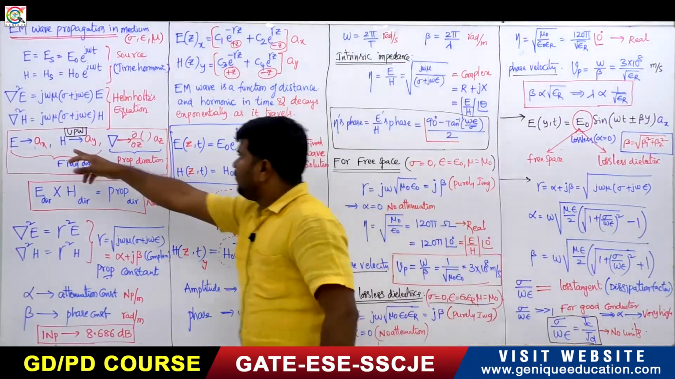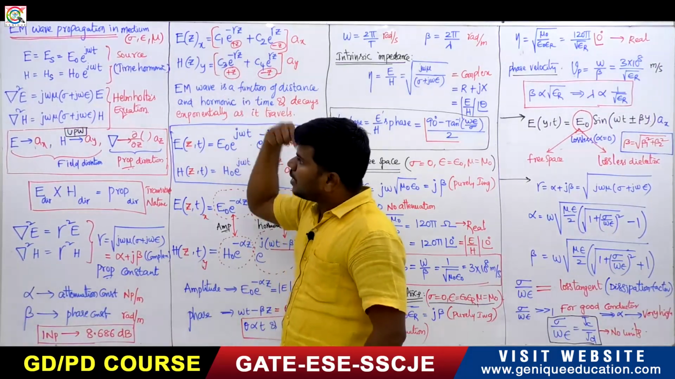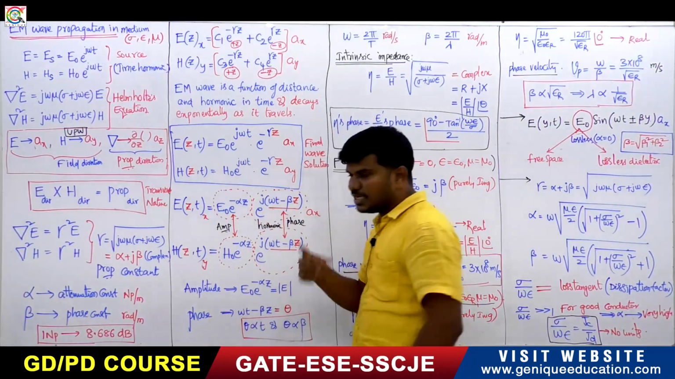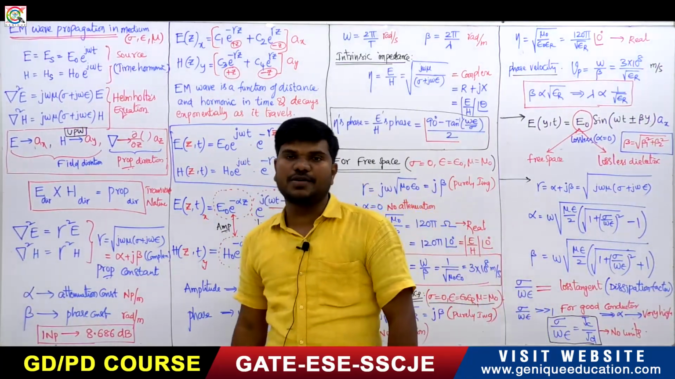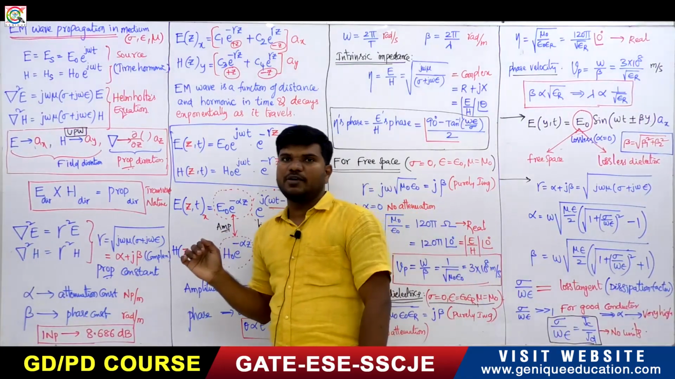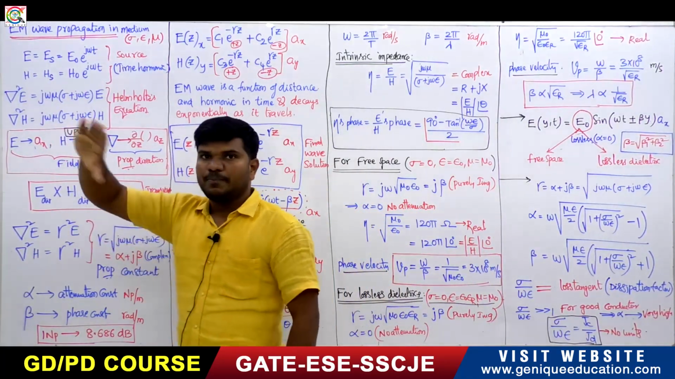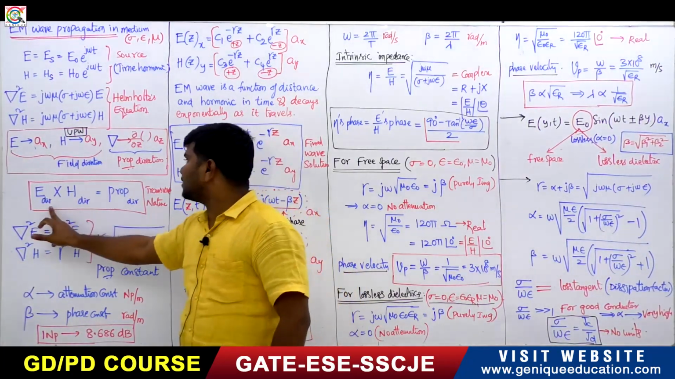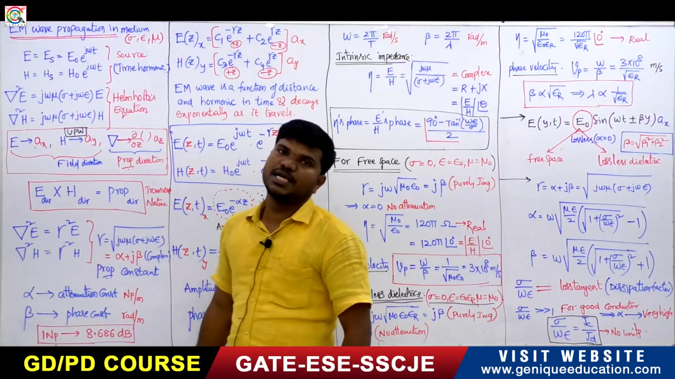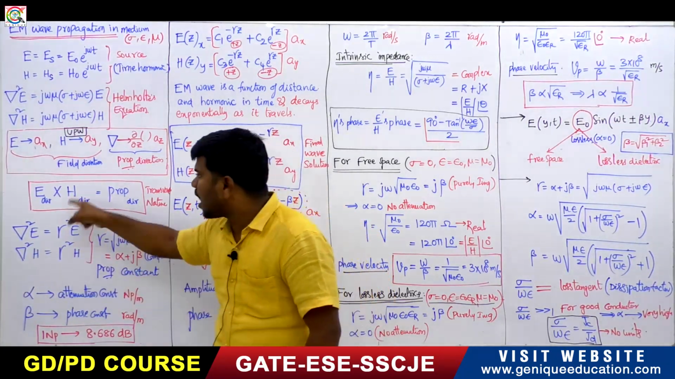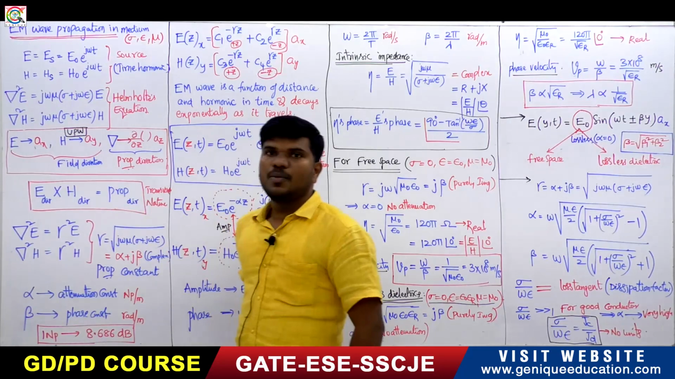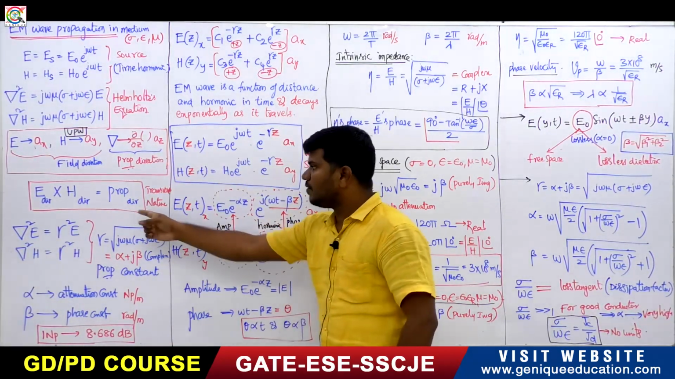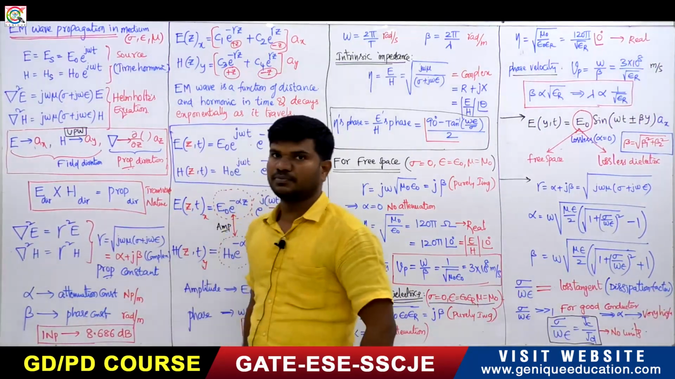So if you come to this, suppose you consider the uniform plane wave. So what is the uniform plane wave? Generally our second chapter is uniform plane waves, right? It will be following the transverse nature. So what does transverse nature mean? E direction cross H direction is equal to the propagation direction. Electric field direction cross magnetic field direction will give you the propagation direction. This is called the transverse nature. If it is a uniform plane wave, it definitely follows this, right?